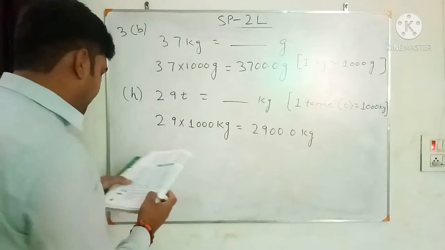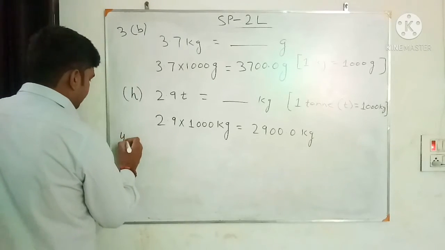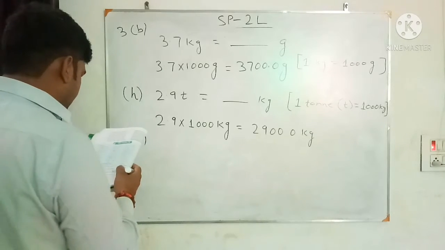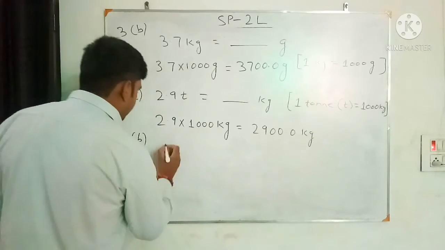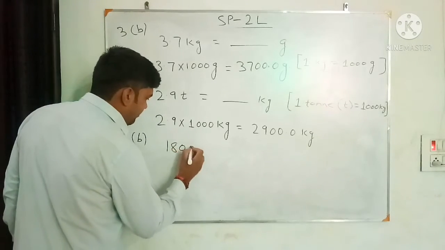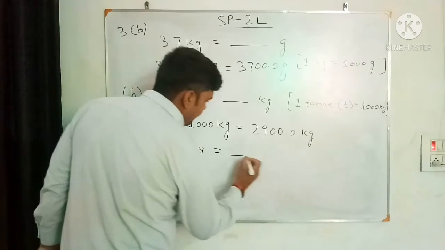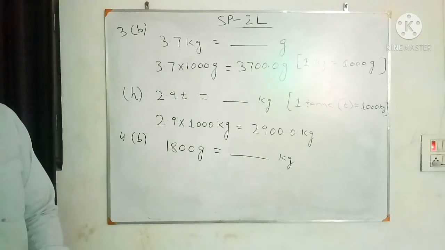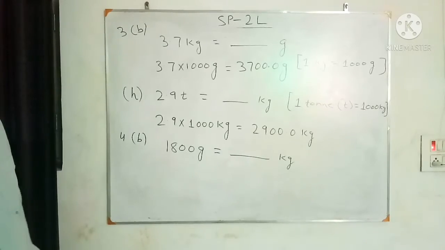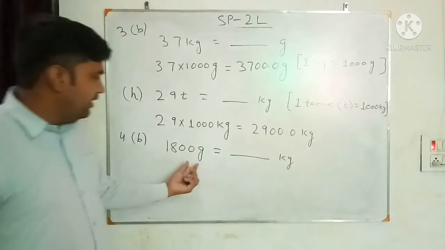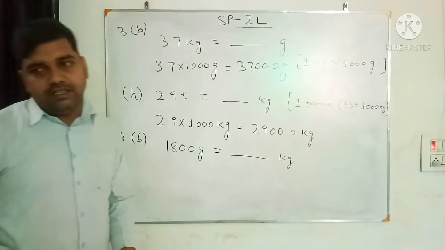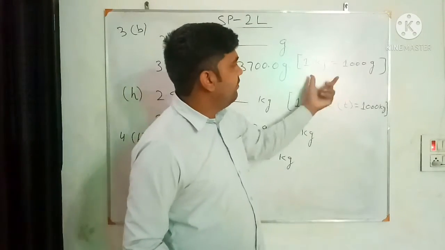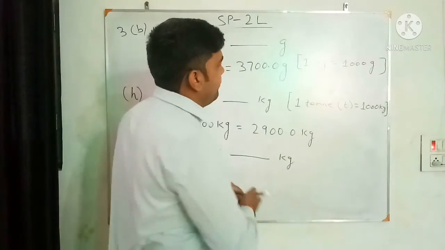Okay, now we do question number 4, 4b. 1800 gram into kg. We have to convert 1800 gram into kg. So how do we convert 1800 gram into kg? Gram is the smaller unit, kg is the bigger unit. So to convert the smaller unit into the bigger unit, we divide by the relation. Because 1 kg equals 1000 gram, then 1 gram equals 1 by 1000 kg.